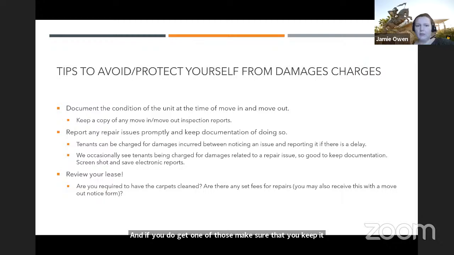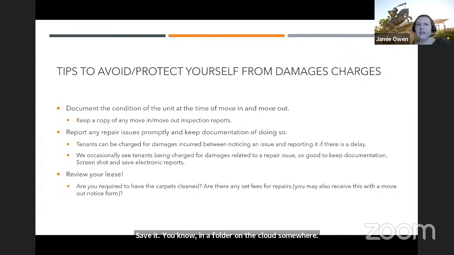Report any repair issues promptly. So when stuff comes up while you're living in the unit, make sure you report it promptly. It's a good idea to keep documentation of doing so. I know a lot of times now it's all electronic. Take a screenshot, you know, control print screen, save it in a folder on the cloud somewhere.